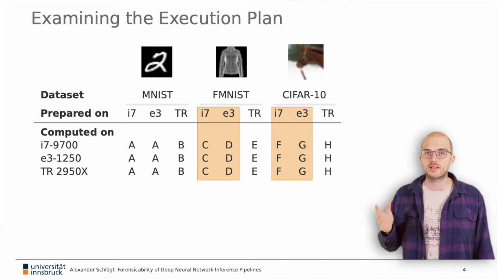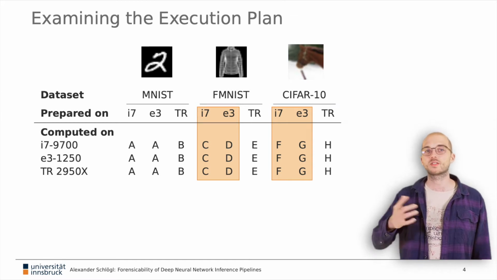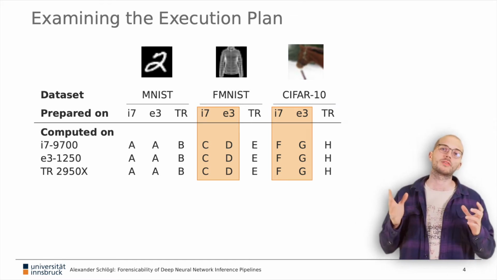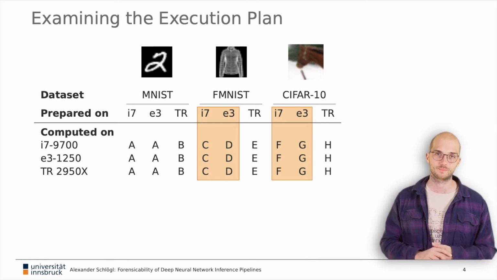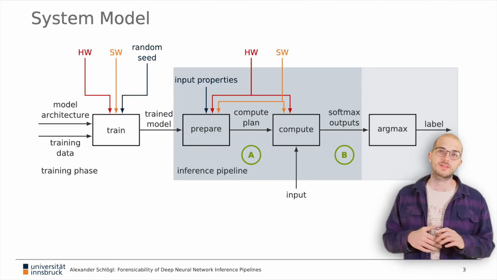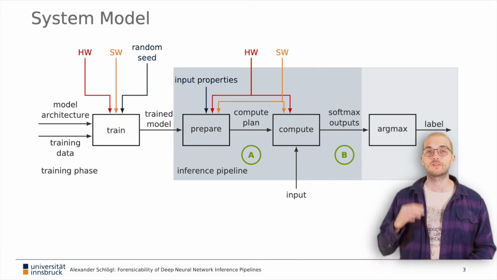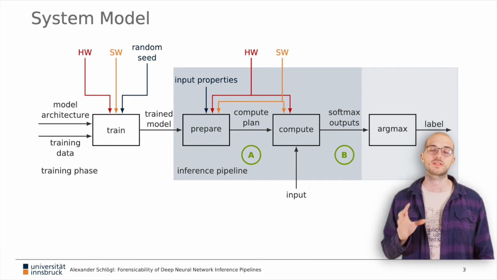This means forensic analysis based on generated compute plans is possible even without performing prediction, simply by using diff or an equivalent tool on the generated compute plan. We now know that we can identify CPU architectures through their prediction outputs, but have not yet looked into what causes the differences in their outputs.